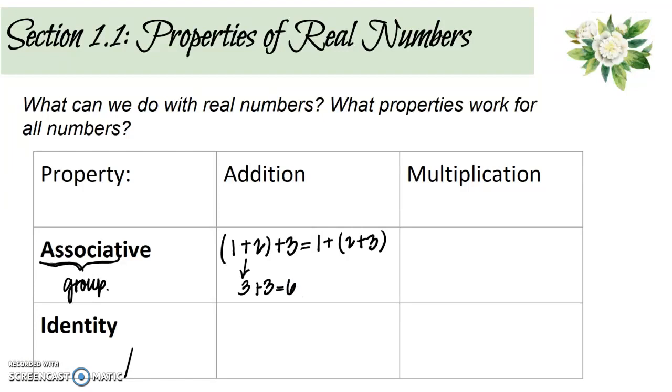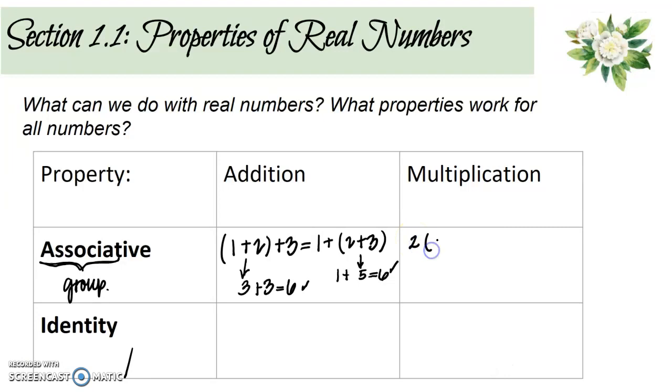If I came to the other side, I'm going to get 2 plus 3. That's going to give me 5. If I add 1 and 5, I'm going to get 6. Either way, same answer. So the grouping does not matter, in the same way that the order didn't matter on the previous slide. With multiplication, I have that same effect.